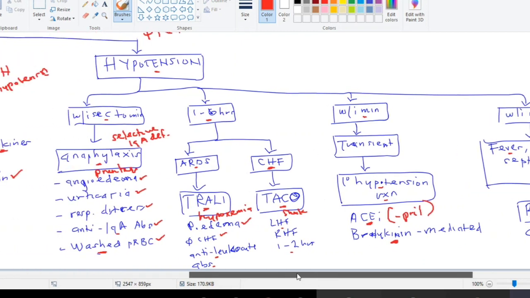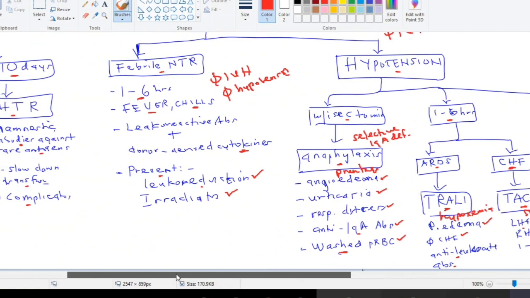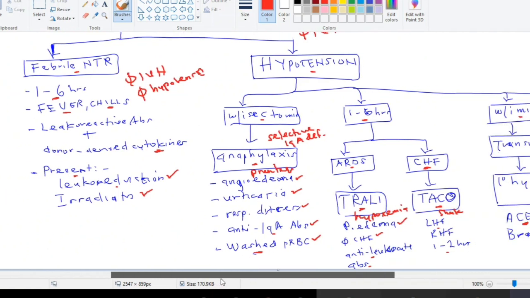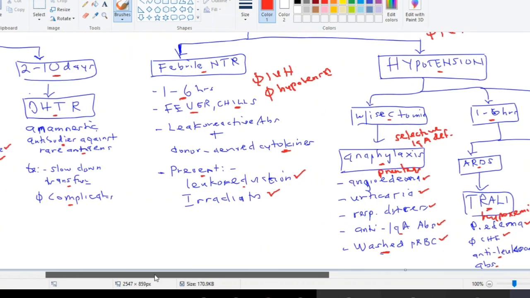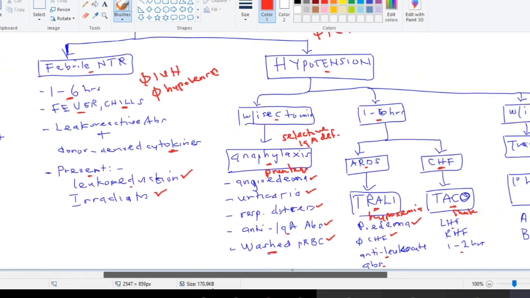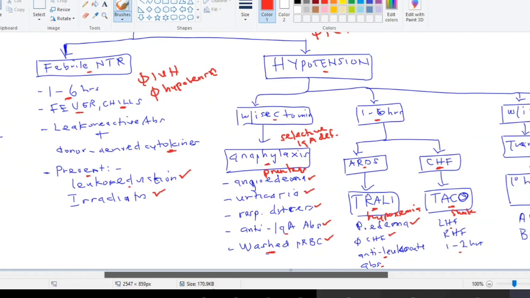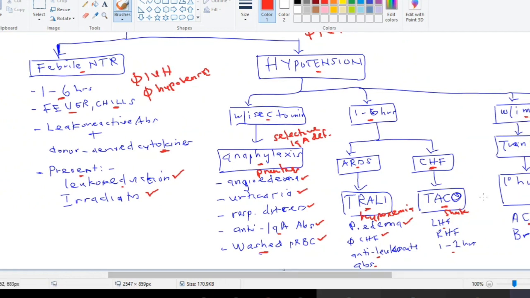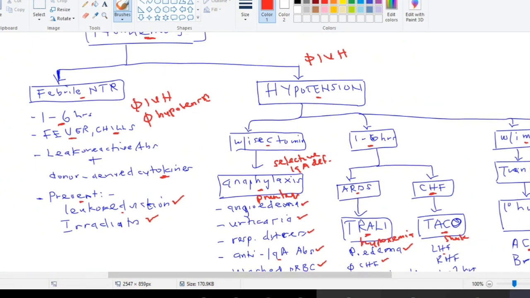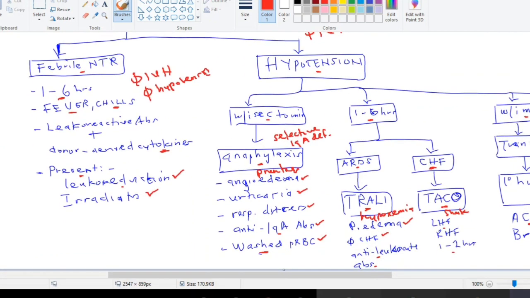So these are the transfusion reactions. Divide them into hemolytic versus non-hemolytic. If it's hemolytic, go straight to acute versus delayed based on time and severity. Acute, we have to quickly stop, so it's important to diagnose as early as possible. If it's non-hemolytic, if it's just chills and fevers with no hypotension, we're thinking febrile non-hemolytic transfusion reaction.